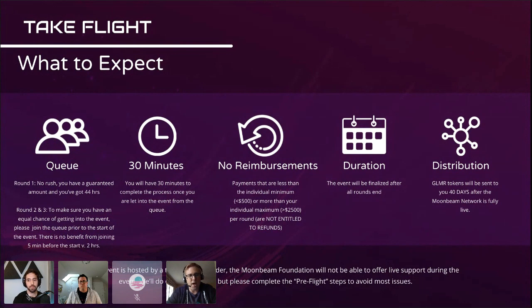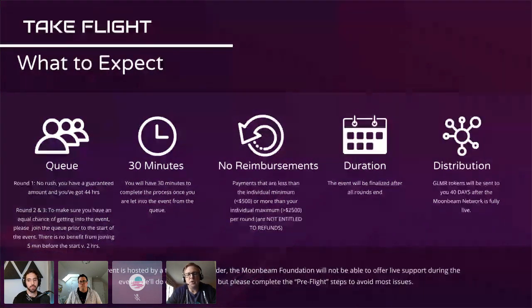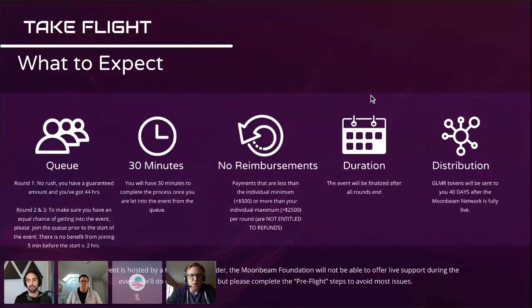So there is an advantage to entering before the event starts, but there's really no advantage to entering, say, 2 hours before or 2 minutes before, because it's only once the event starts that those in the waiting room will be randomly chosen. So we recommend that round 2 and round 3 participants join the queue perhaps 5 minutes before the event starts. Once you enter and make it through the queue, you will then have about 30 minutes to complete your transaction.